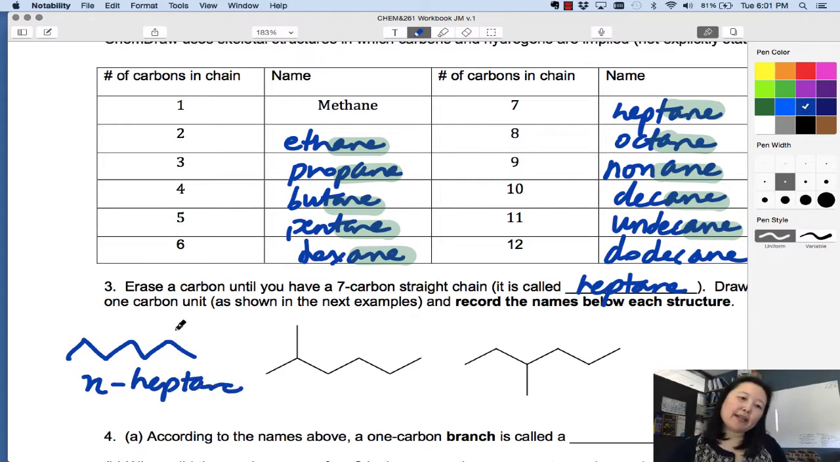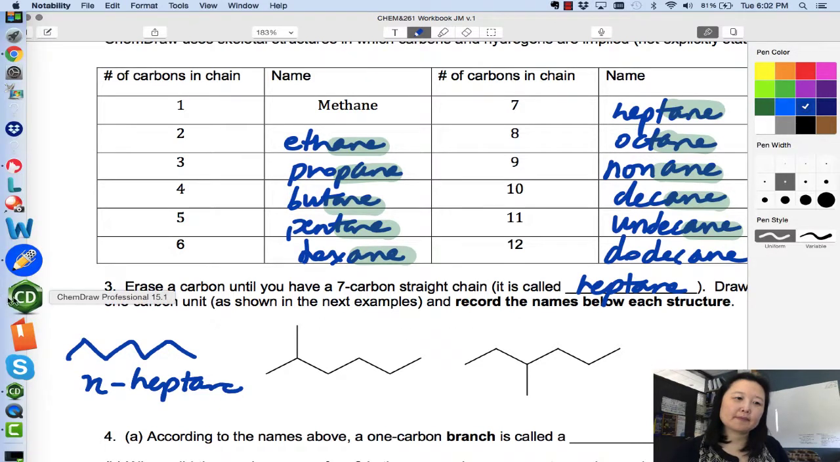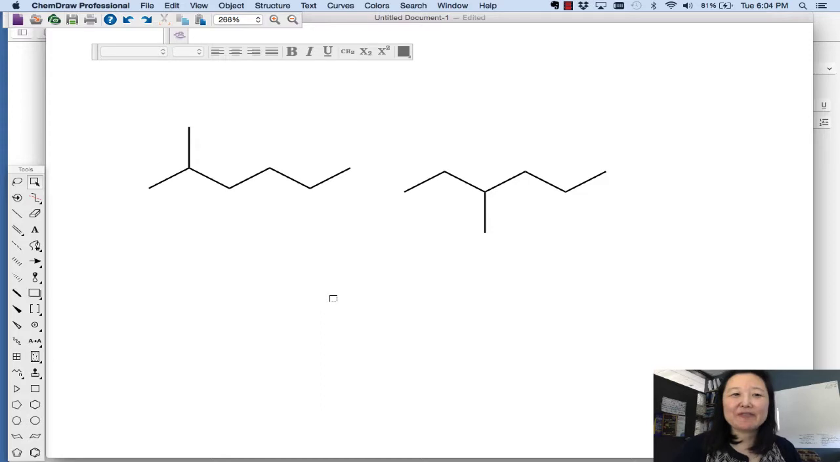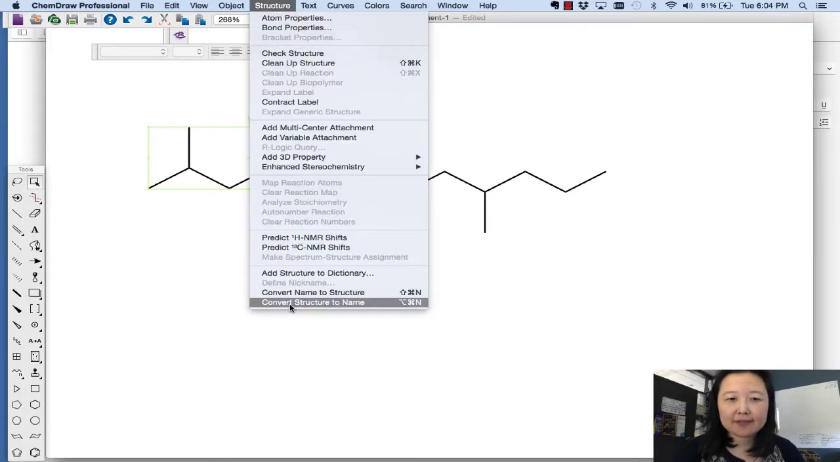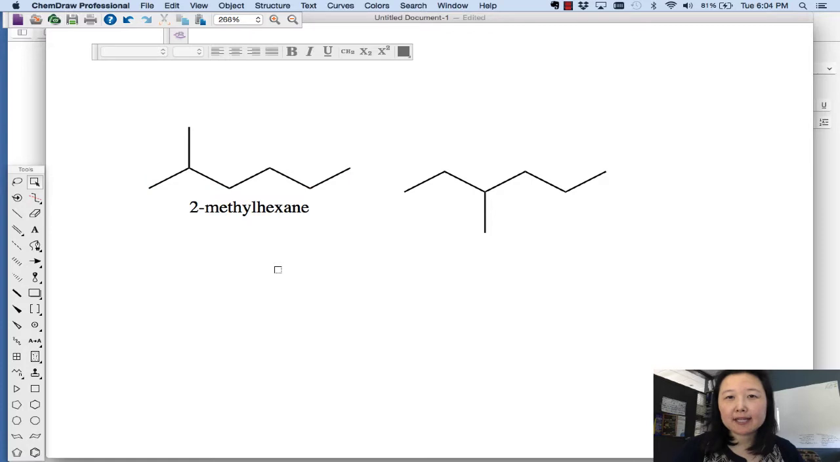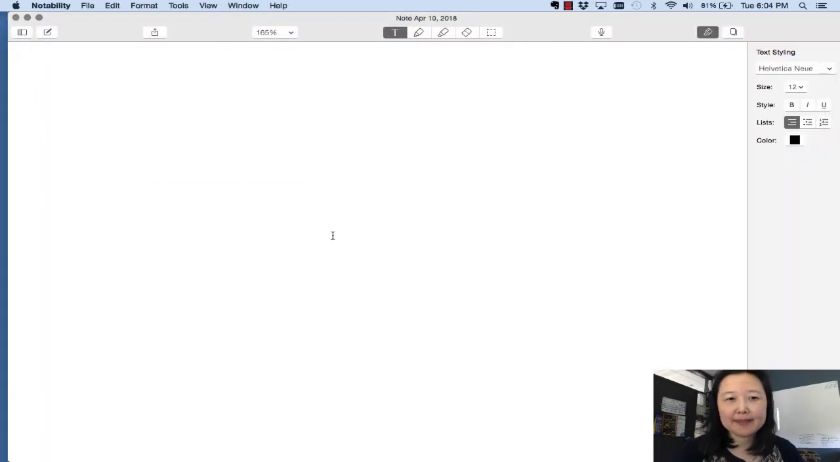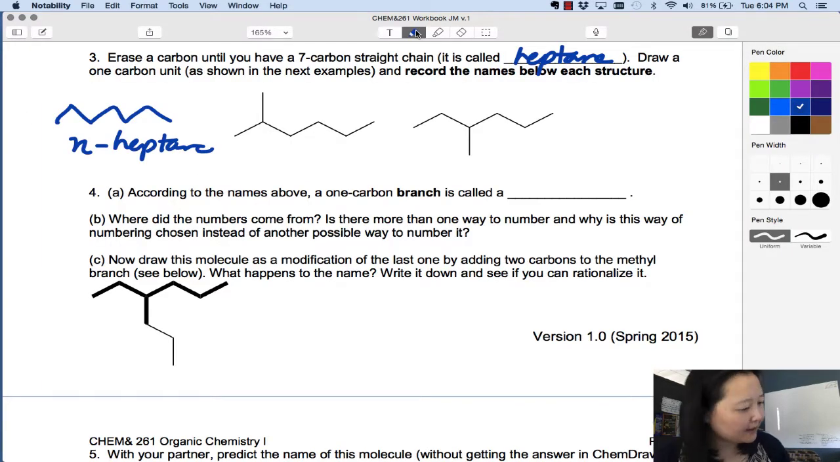But if we erase one of these carbons and you stick it on another carbon, you can have these branched alkanes. So let's figure out what they are. All right, guys, so I've gone back into ChemDraw and I've drawn these 2 molecules, and I want to find out their names. So I'm going to highlight the molecule on the left, convert its structure to name, and I see that it's called 2-methylhexane. So let's go back to our handout and we'll write 2-methylhexane.